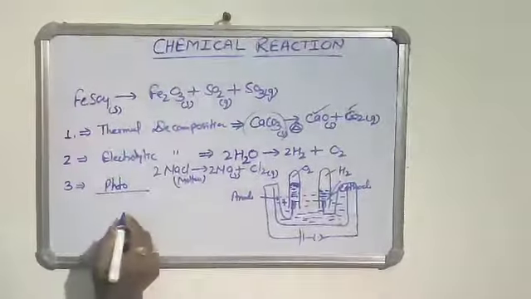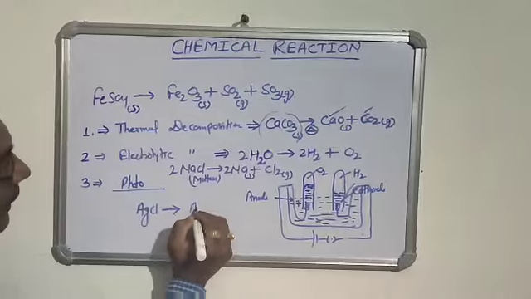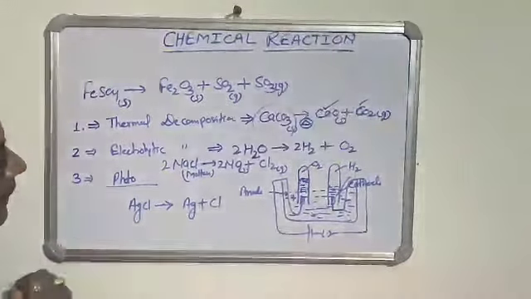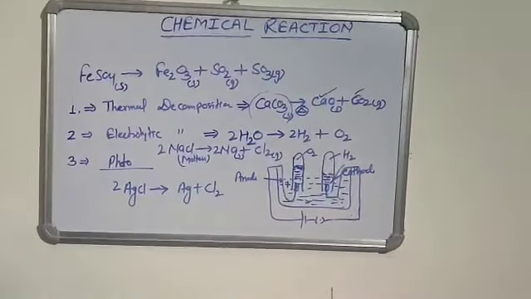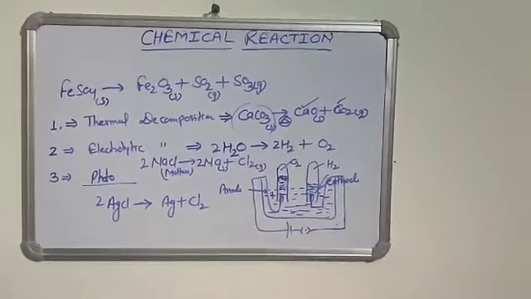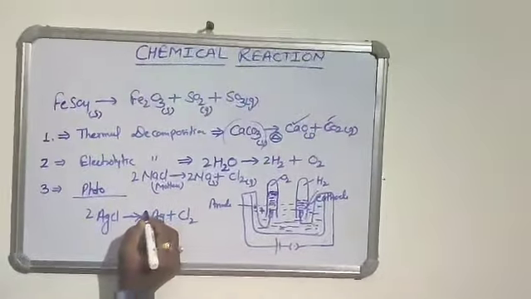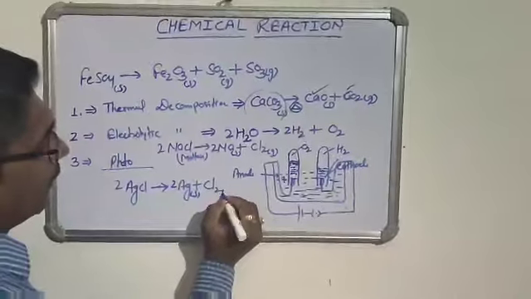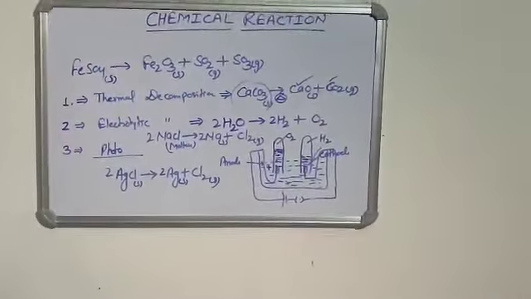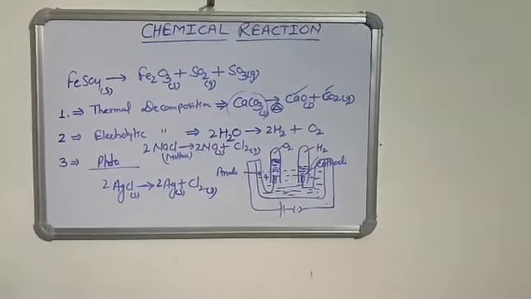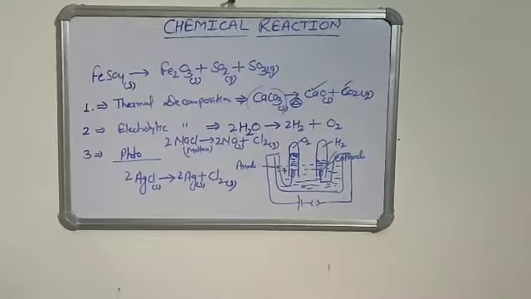An example of photodecomposition is AgCl splitting into Ag plus Cl. It is an example of photodecomposition by light. Silver is solid and chlorine is gas, and AgCl is in solid form. Okay. These are examples of decomposition reaction.